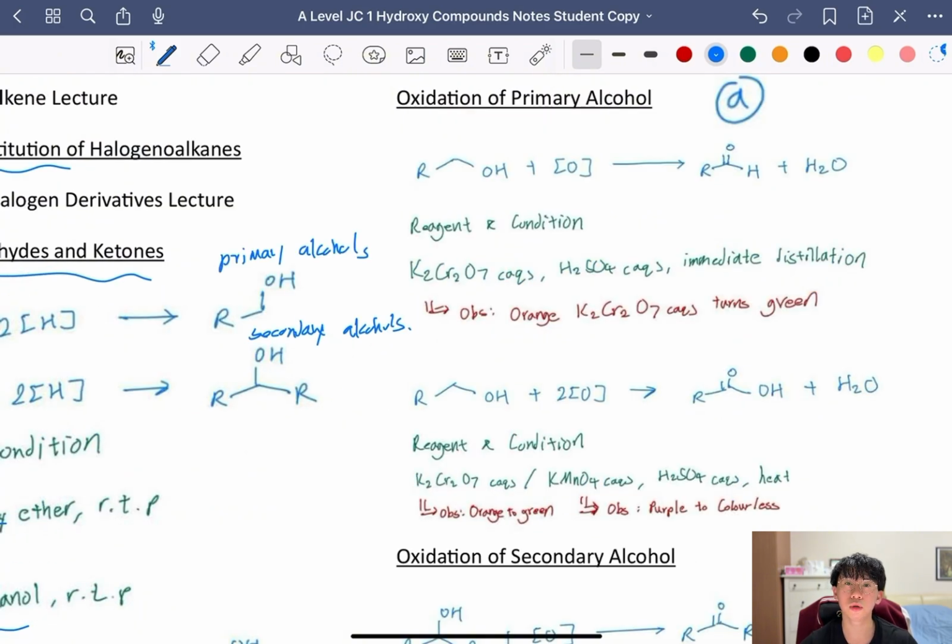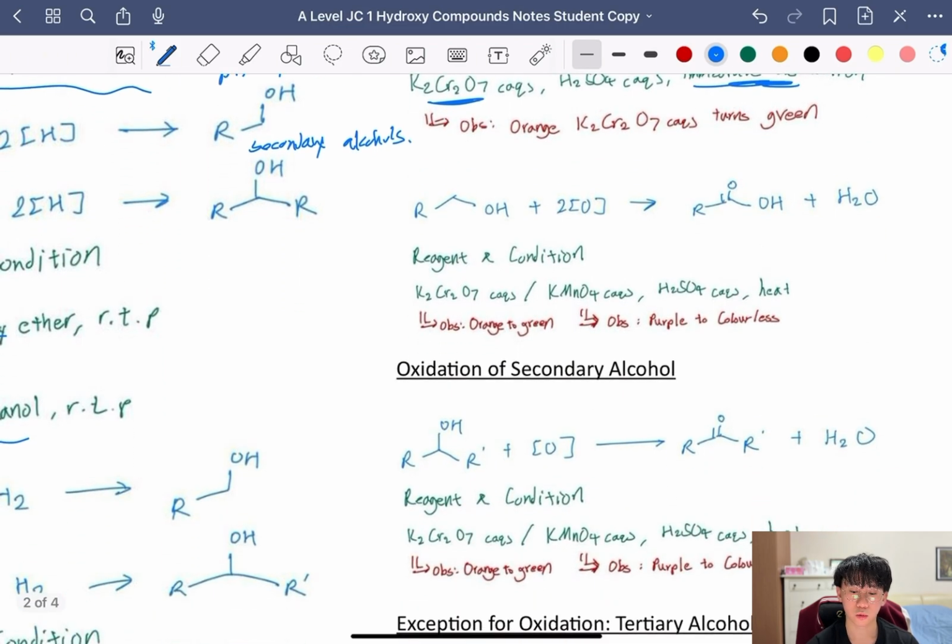Now on to something new, you can do oxidation of your primary alcohols. And this will give your aldehyde if you do immediate distillation and you use K2Cr2O7, specifically K2Cr2O7. You can't use KMnO4 for this reaction because KMnO4 is too strong an oxidizing agent. Next, what happens if you do use KMnO4 or you don't immediately distill your reaction if you use dichromate(VI) is that you will form your carboxylic acid instead.